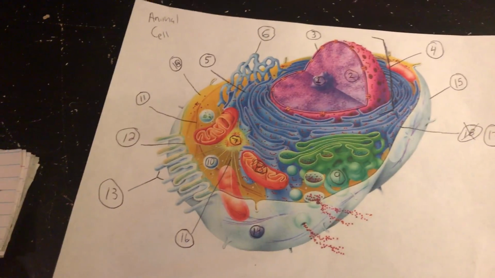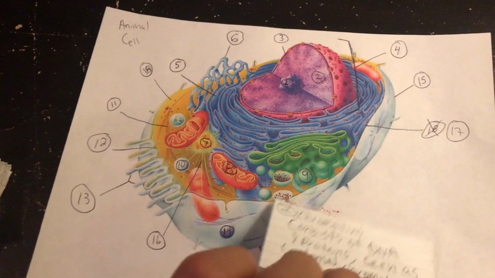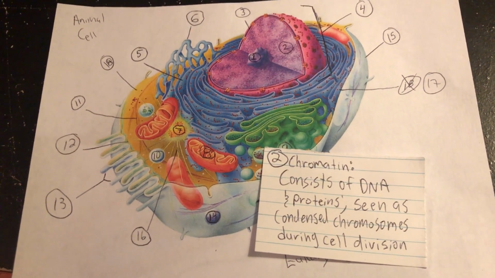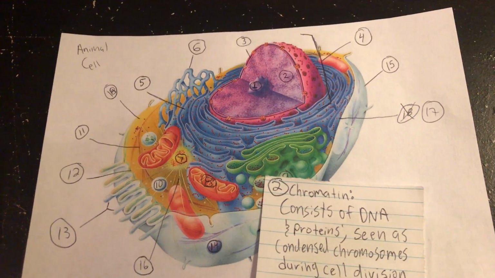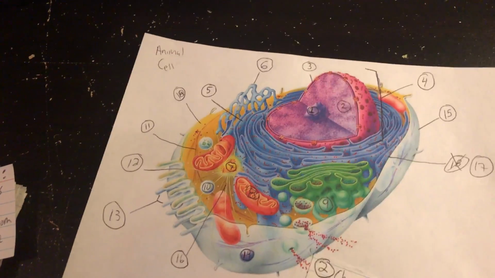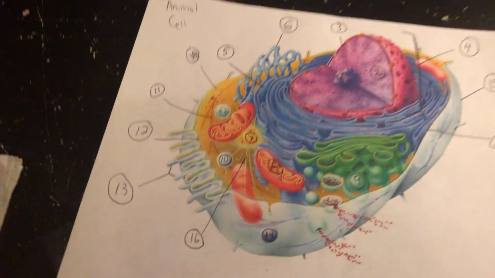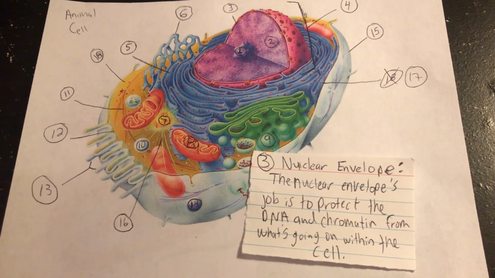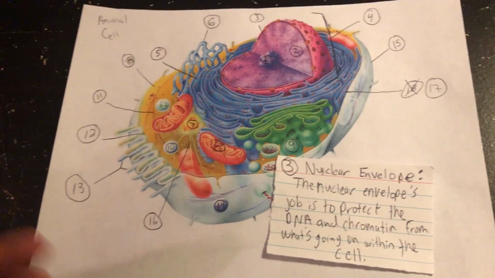Now the next one, number 2, is the chromatin, and that consists of the DNA and proteins, seen as condensed chromosomes during cell division. Next is the nuclear envelope. The nuclear envelope's job is to protect the DNA and the chromatin from what's going on within the cell.